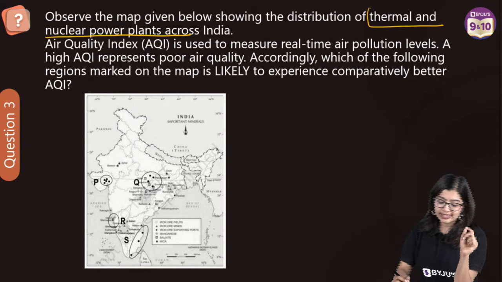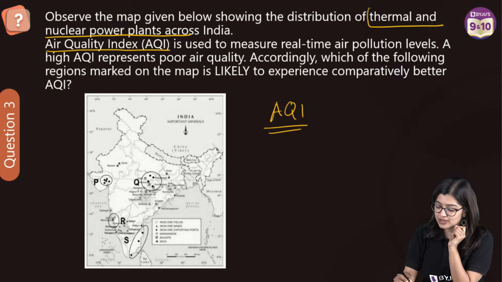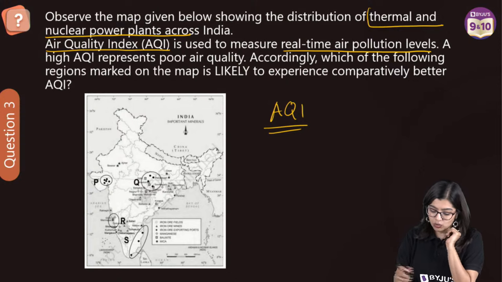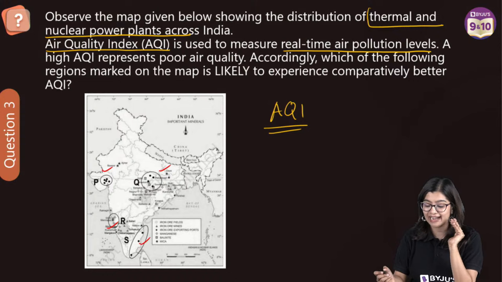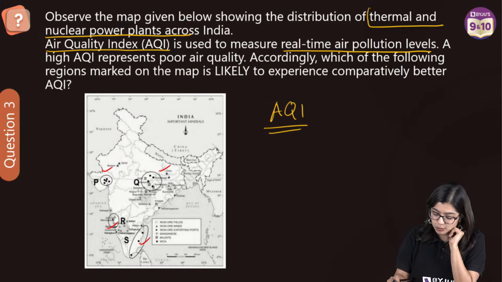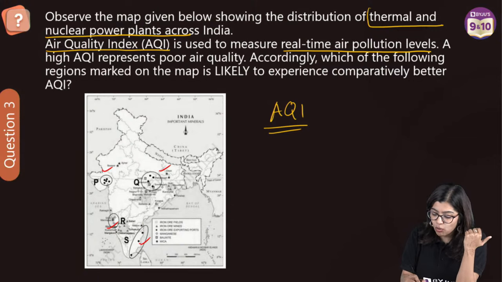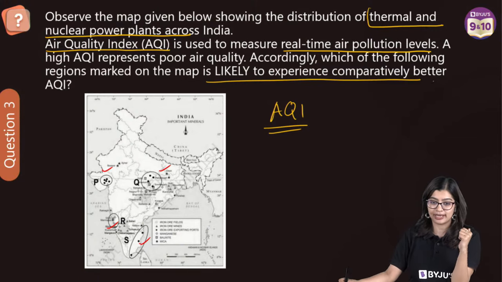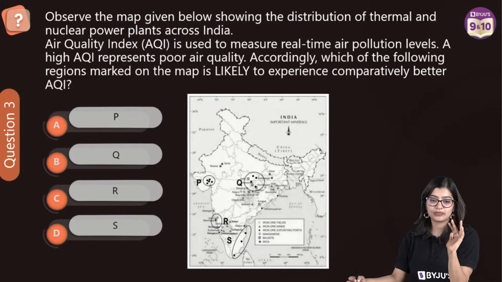Okay. Now they're saying that there is Air Quality Index, AQI, that gives us the level of air pollution levels. Now, we see that there are some regions which are marked as P, some regions marked as Q, some regions marked as R and S, right? So, here in this particular case, which of these regions is most likely to experience a comparatively better AQI? Yes? Options are A, which says P, Q, R, S.